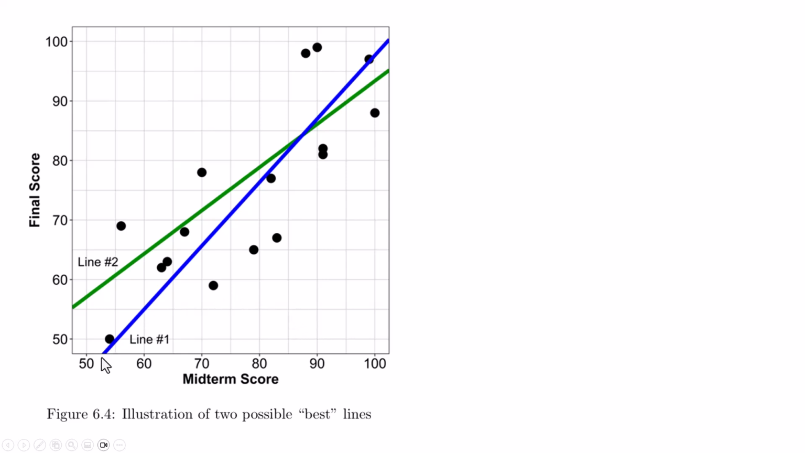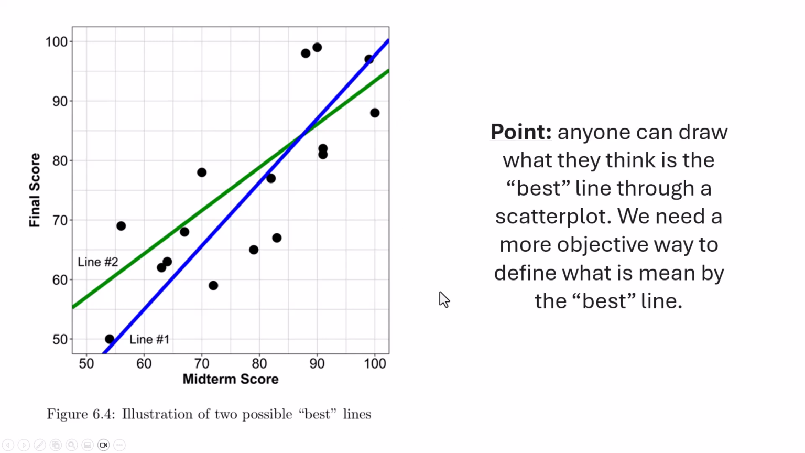Maybe I might draw line number 1 through the scatter plot, and maybe someone else would draw line 2. So how do we know whether or not my line is the best, or your line is the best, or maybe some other line is the best, right? So my point here is that anyone can just draw what they think is the best line through a scatterplot, and we would like to have a more objective way to define what is meant by the best line.